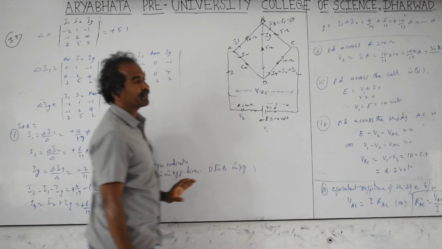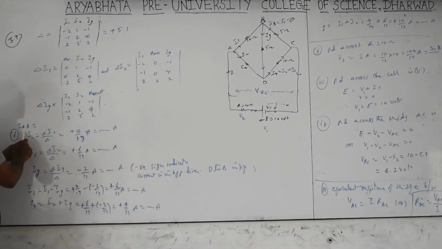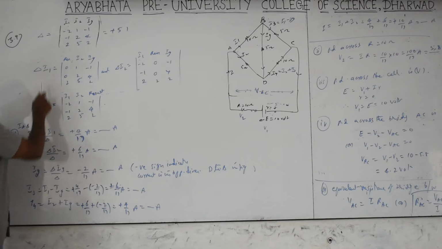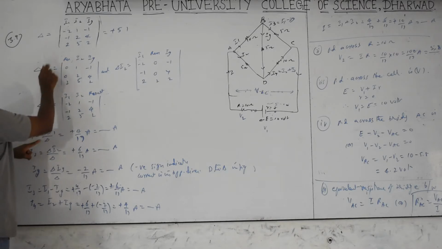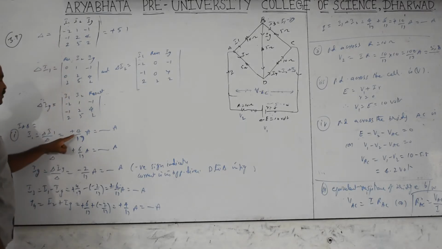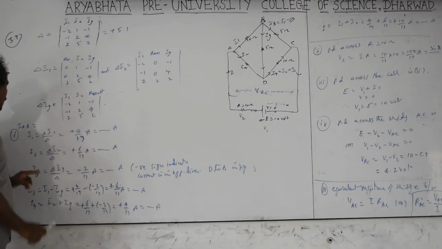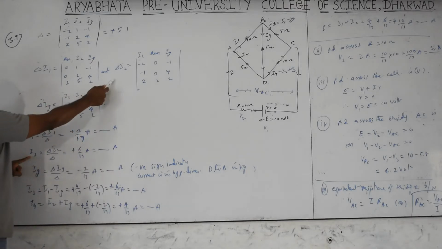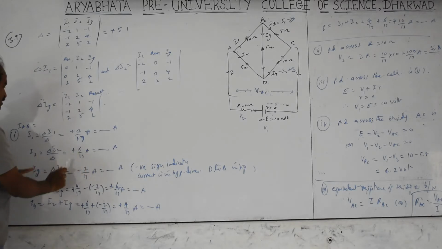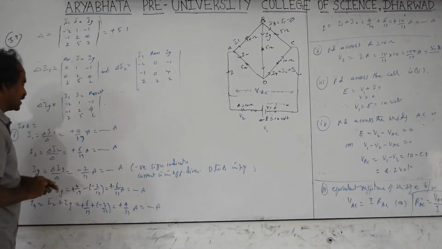In this case, if you want to calculate this IAB, that is I1, for 10 ohms, delta I1 by delta, this result divided by this, you got 4 by 17, plus. For I2, delta I2 by delta, you got 6 by 17, plus. Next, Ig is delta Ig by delta, and you got this term as minus 2 by 17, a negative sign.